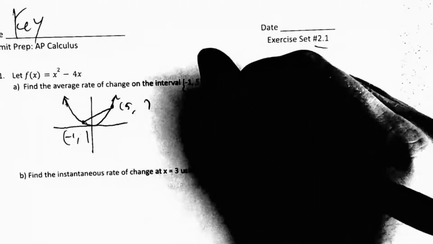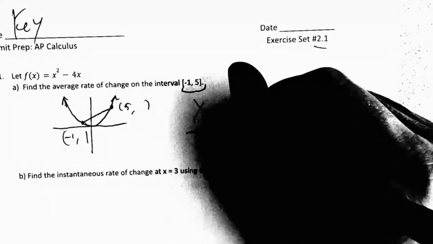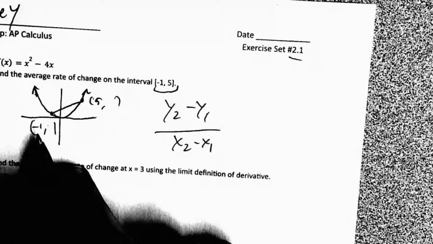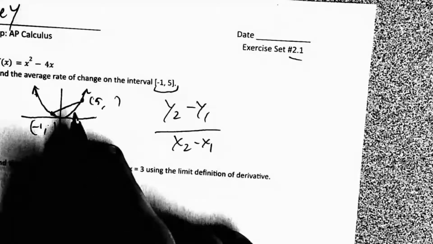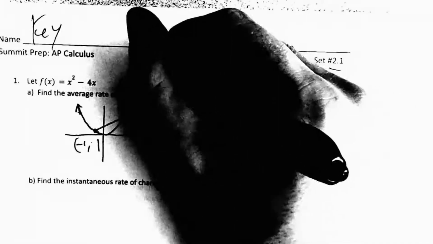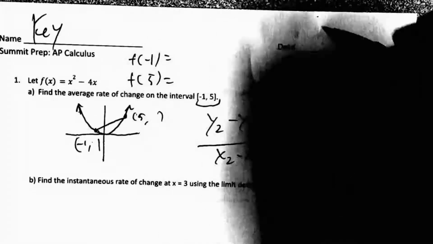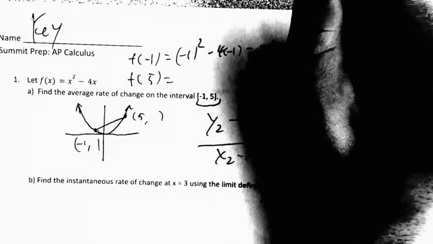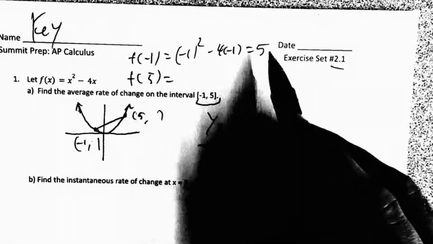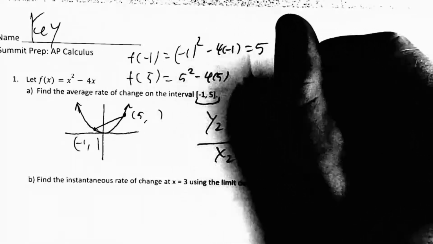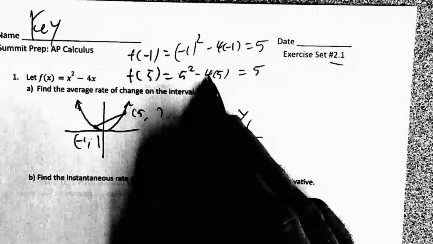So we're going to use that equation we used in class today, y2 minus y1 over x2 minus x1. Okay, so I need to identify these values. My x's I have: x1 is -1, x2 is 5, but I need my y's. To find my y's, I need to find the outputs at these values. So I'm going to find f of -1, my y value at -1, and f of 5, my y value at 5. Okay, so that's -1 squared minus 4 times -1, that is 5, right? 1 plus 4 is 5. Then I have 5 squared minus 4 times 5, that is also 5, because 25 minus 20 is 5.